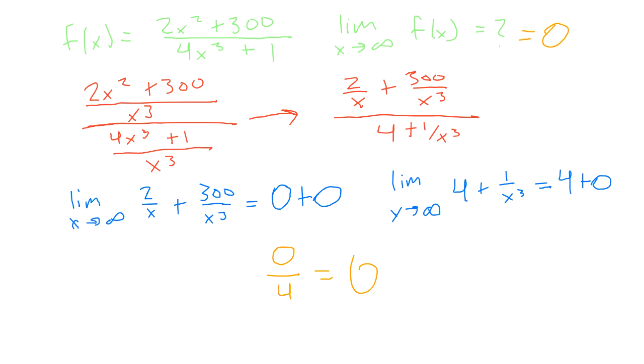So now let's try one more time and see what happens if we have a higher power in the numerator. So let's say we're taking the limit as x approaches infinity of 5x to the 4th plus 3x plus 2 all over x squared plus 1.